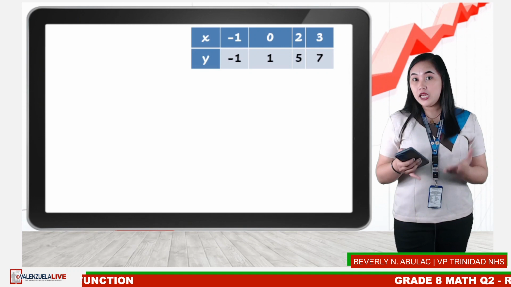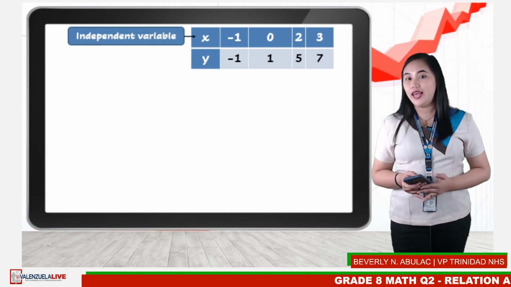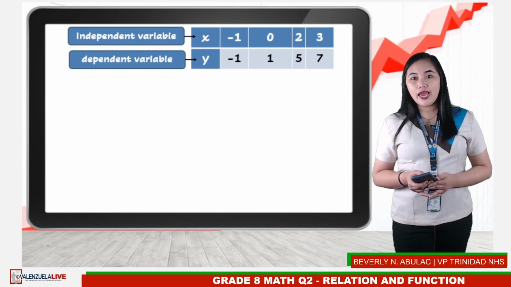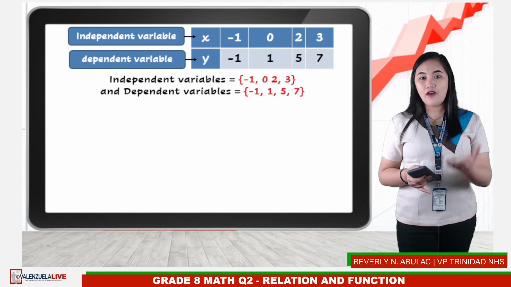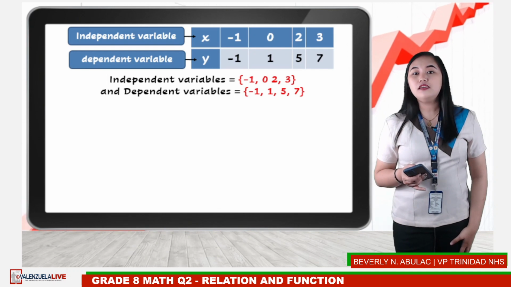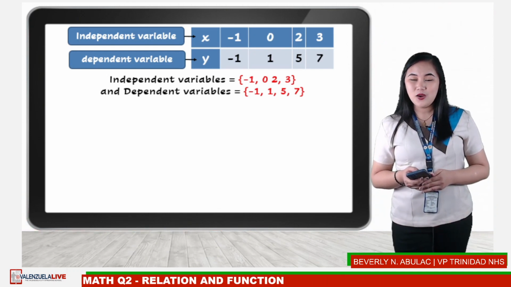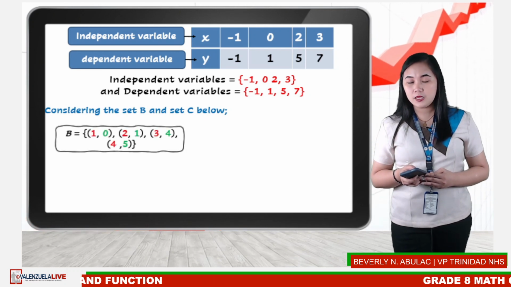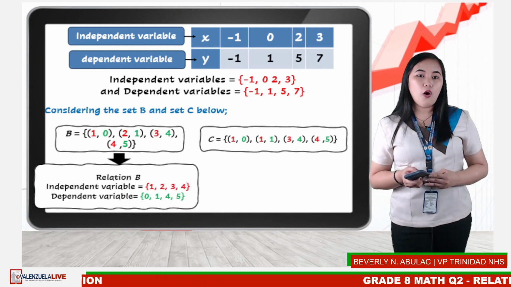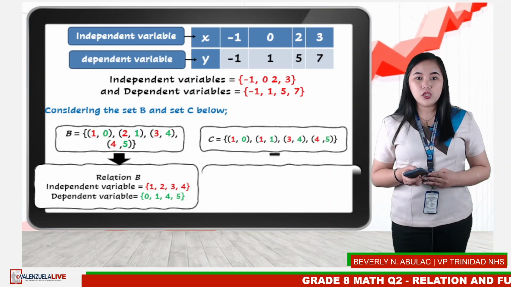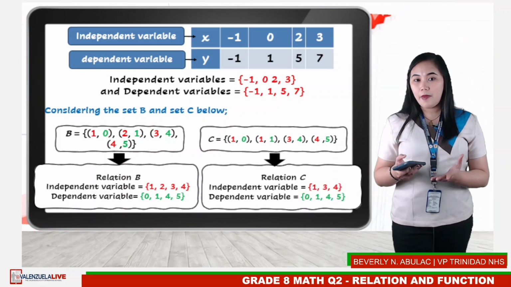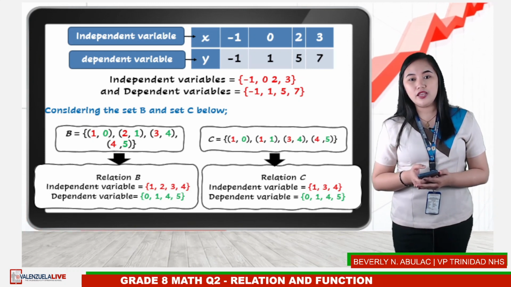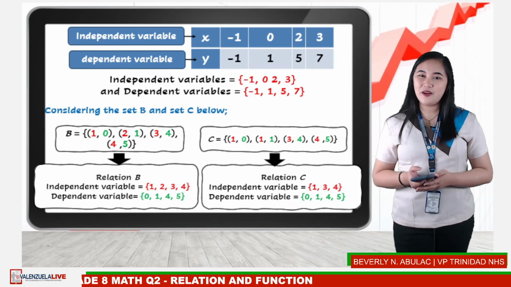It indicates the relation between the independent variable x and the dependent variable y. The variable y is a dependent variable because its value depends on a real number assigned to x, which is an independent variable. Considering set B and set C below, the set of all abscissas in a relation is called the independent variable, and the set of all ordinates in a relation is called the dependent variable.